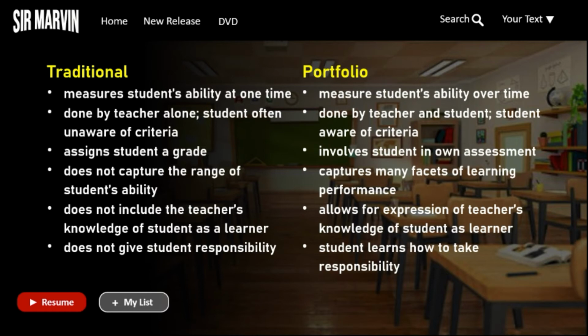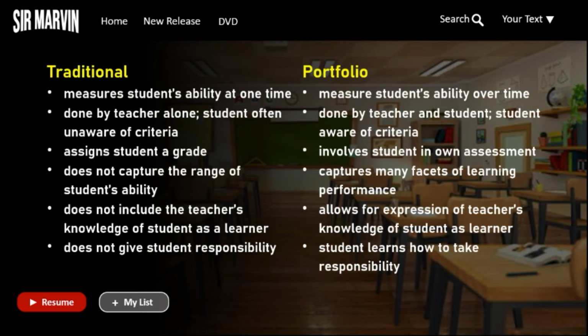Sa traditional naman, assign student a grade. Okay, sa portfolio involves student in own assessment. Sa traditional, si teacher ang balang magbigay ng grade sa mga bata. And then sa portfolio kasi, na-involve na dito ang student. Since sinabi ko kanina, merong self-assessment, merong peer assessment. So, i-evaluate ni student yung sarili niyang gawa. At the same time, pwede siyang i-evaluate ng kanyang mga classmates.